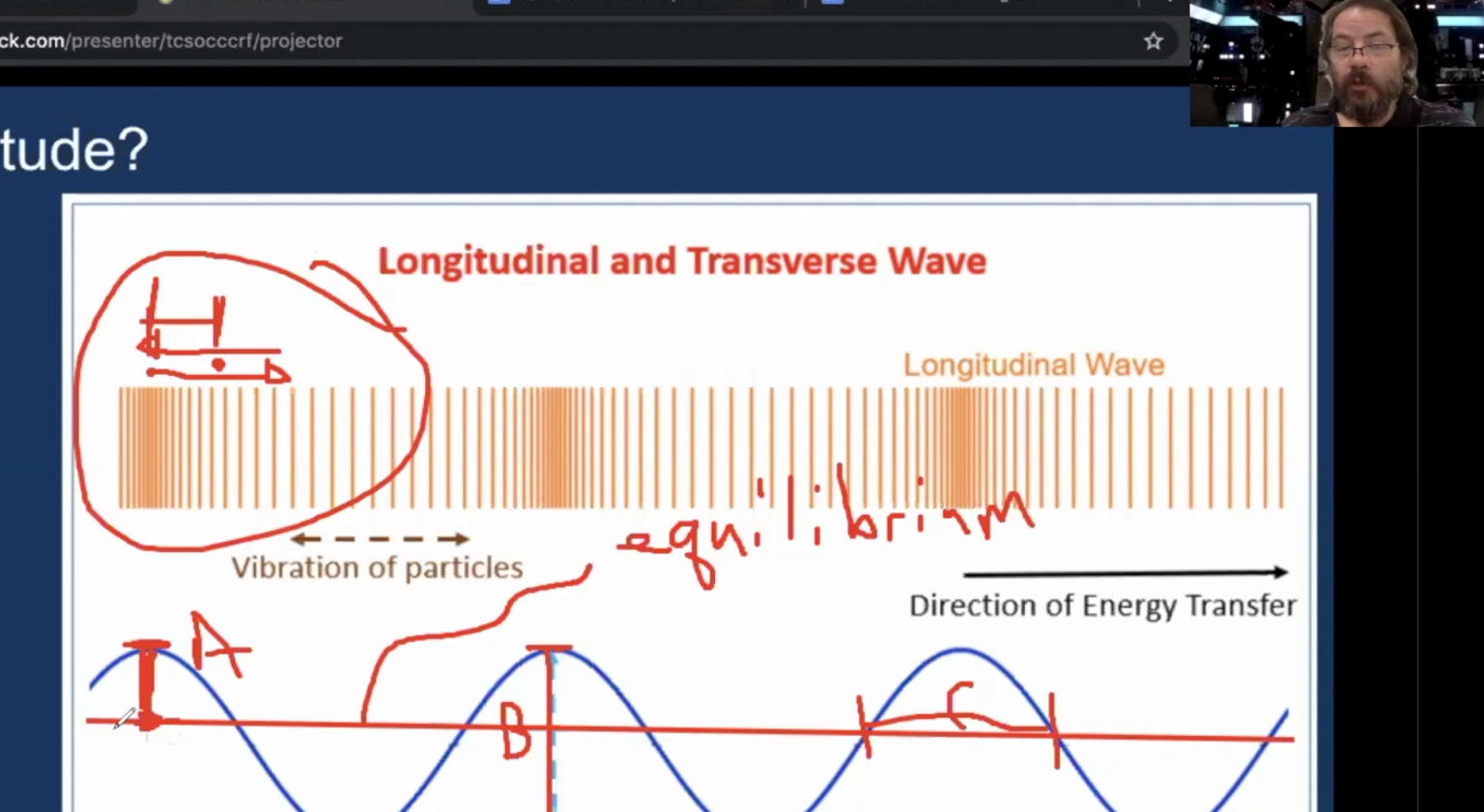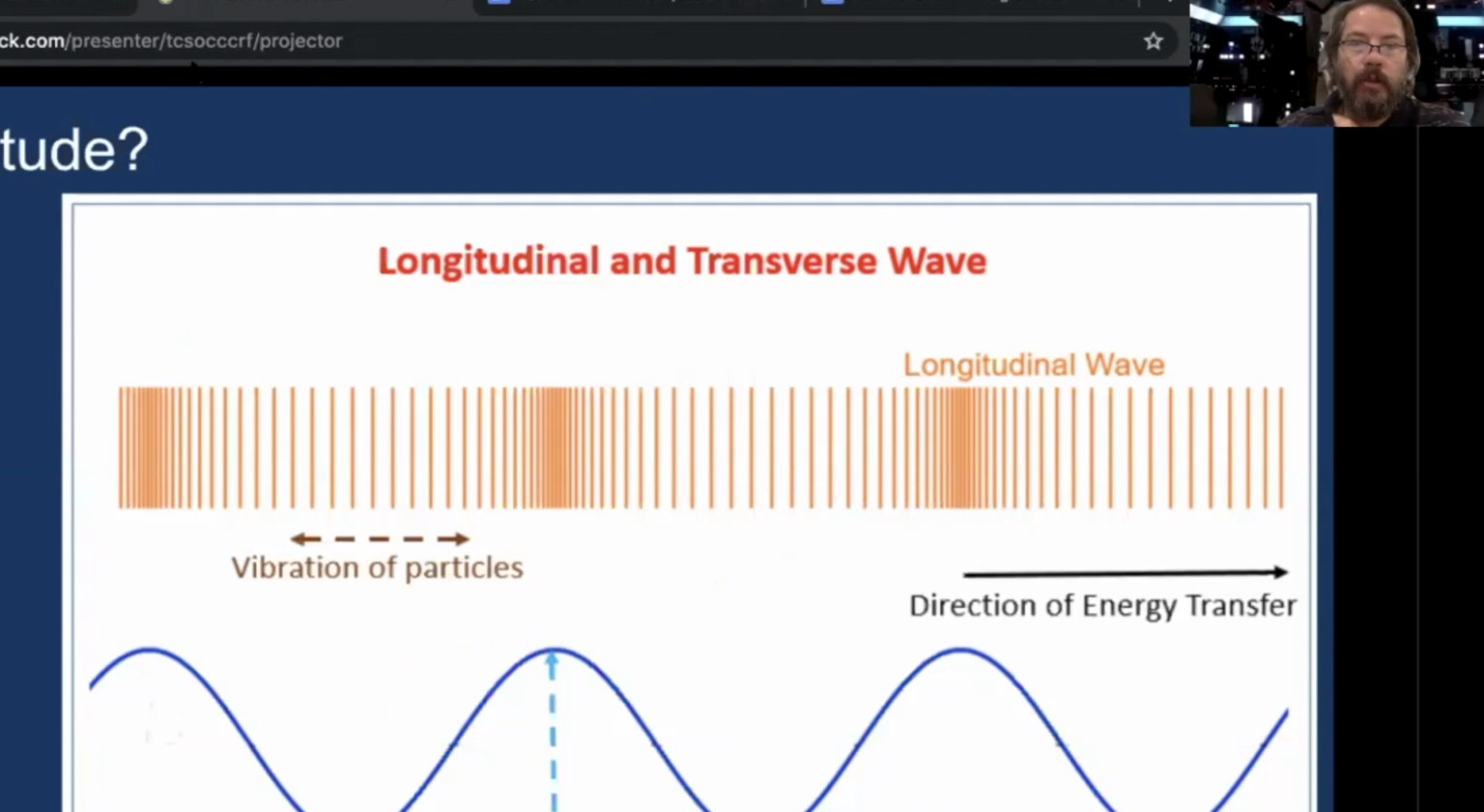Like on this wave, it's really easy. There's the resting point, there's the amplitude. On here, how do you find it? That can be challenging, but it's still the same idea. All right, we're going to keep moving.